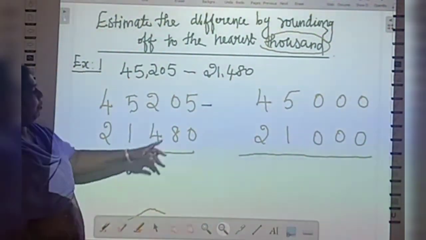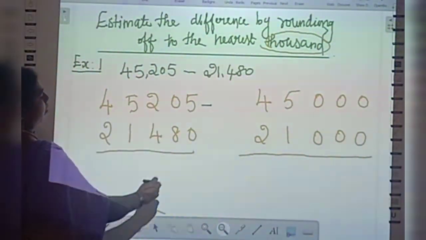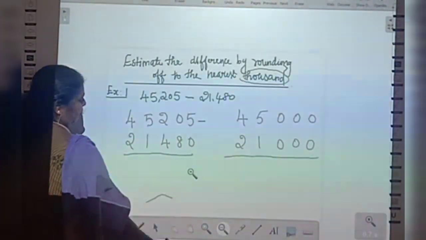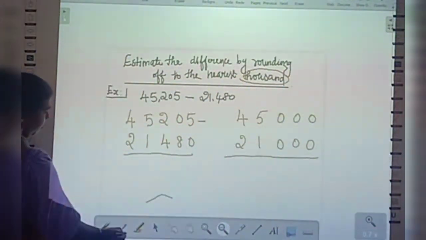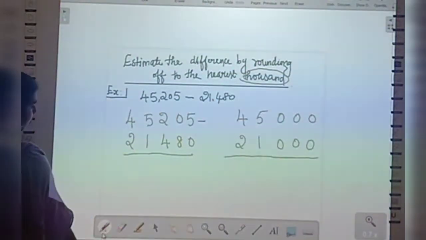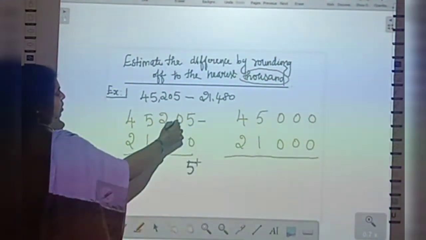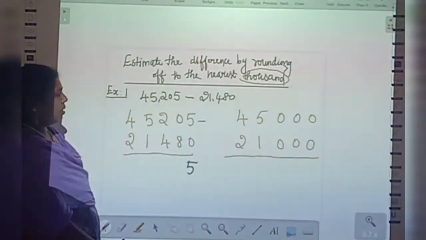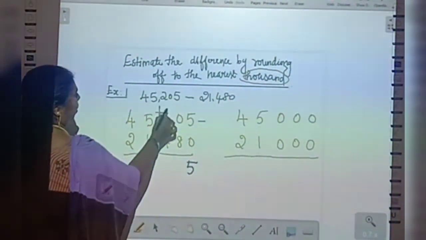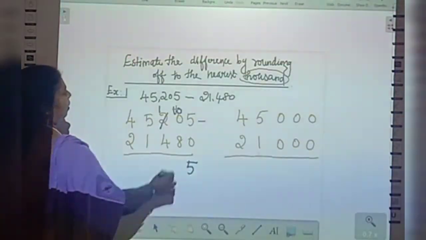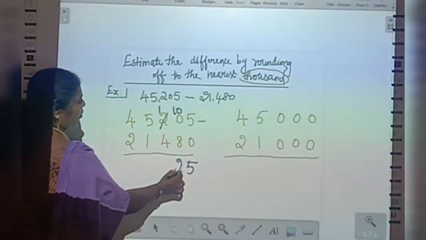Subtract first, actual difference. 5 minus 0, 5. Yes, 5 minus 0, 5 only. Next, 0 minus 8. No, we cannot subtract. We are going to borrow. Here 1, here 10. 10 minus 8, 2.